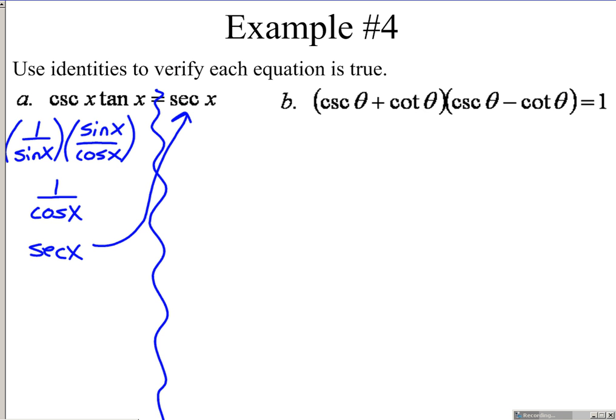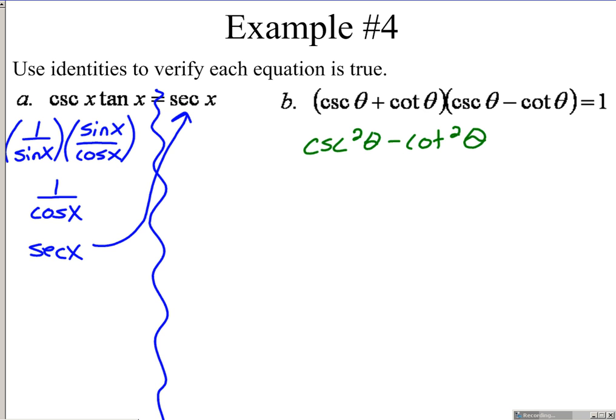Letter B. There should be a pretty obvious first step here. We have conjugate pairs here in our two binomials. So let's multiply those together. Remember when we have conjugate pairs? First thing squared minus the second thing squared.